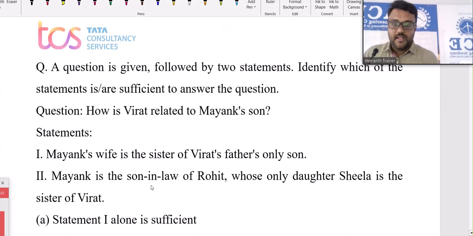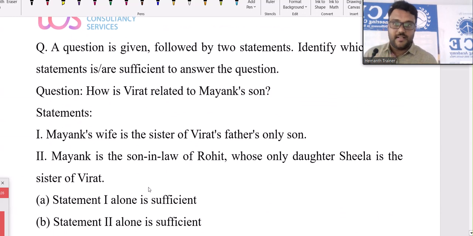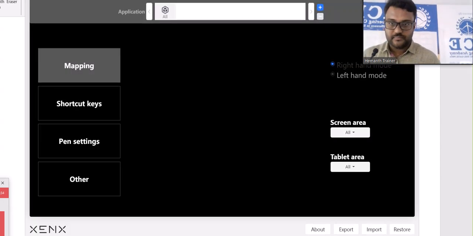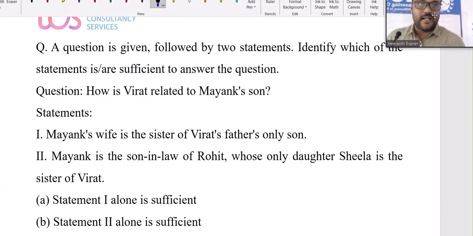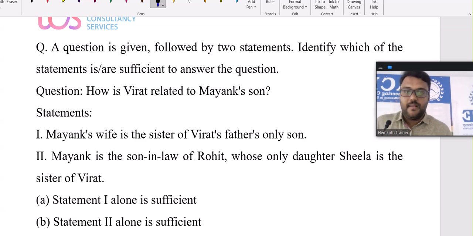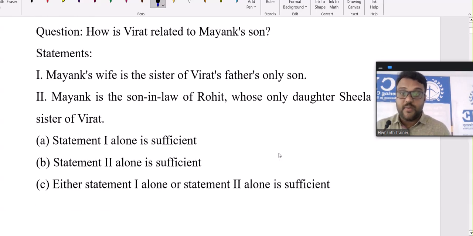Here the first question is related to data sufficiency. So see this question. The question is followed by two statements. Identify which of the following is or are sufficient to answer the question. How is Virat related to Mayank's son? To answer that, what statement is sufficient? Is it statement 1 alone or statement 2 alone, or is it together? Here we have either-or as well.